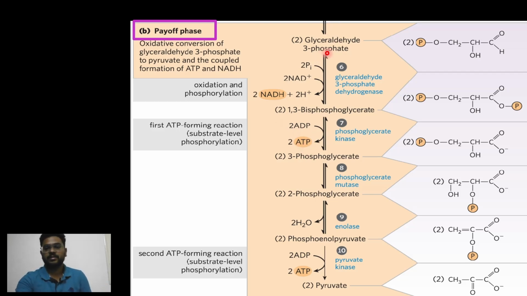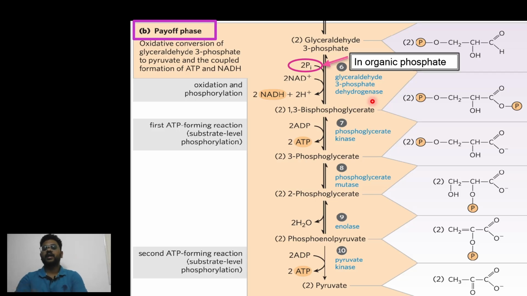So initially what happens is that we are oxidizing this with the help of a dehydrogenase enzyme, glyceraldehyde 3-phosphate dehydrogenase, and instead of an ATP molecule, now we are using an inorganic phosphate molecule. So we use an inorganic phosphate molecule, and now we have a phosphate bond created at the first carbon as well. In the process, NAD plus is reduced to NADH, which is the reducing equivalent.